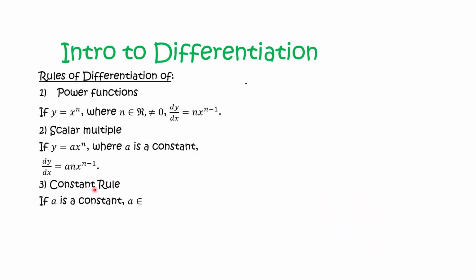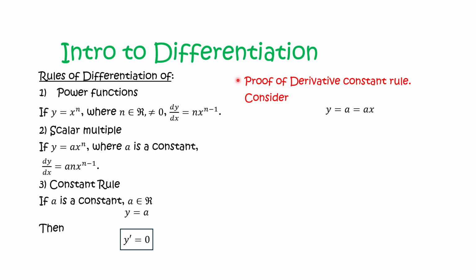Let's look at the constant rule. If a is a constant and a is an element of real numbers and y is equal to a, then the derivative of y is equal to 0. Now, so every constant, if it doesn't have any x term, that would give us a 0. Let's look at this quick proof.